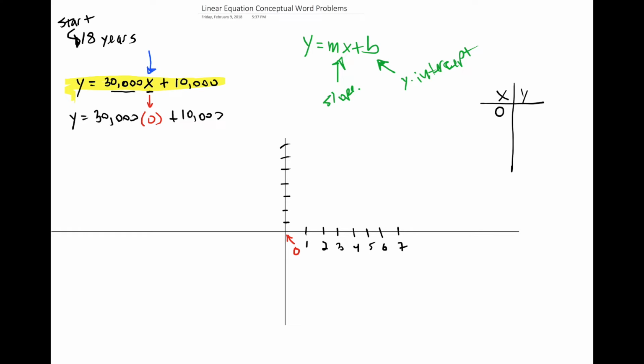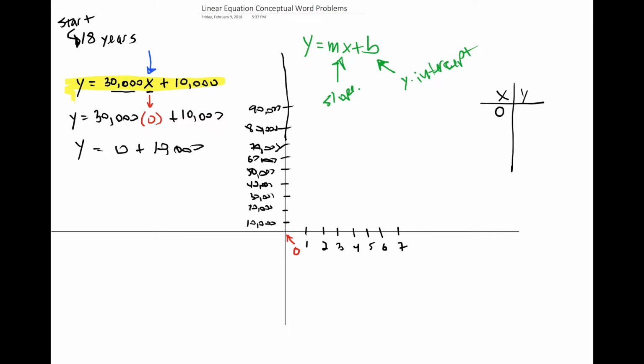Well, what is 30,000 times 0? Right. So you're going to end up with 0 plus 10,000. So how much are you making in year 0? $10,000, right? So on year 0, you're at 10,000. All right, so then this is 20,000, 30,000, 40,000. Okay. All right, yeah, so year 0, you're at 10,000, which makes sense because that's your y-intercept.